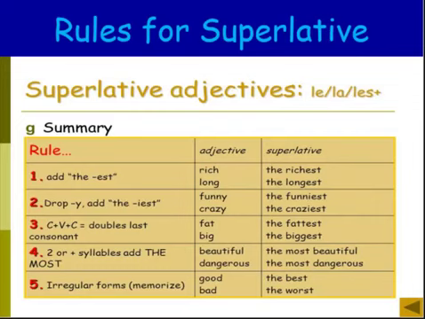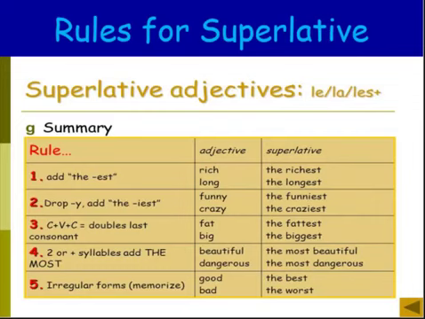CVC doubles the last consonant. For a word ending with CVC, consonant, vowel, consonant, we have to double the last consonant. Look at the example. Fat, fattest, big, biggest.